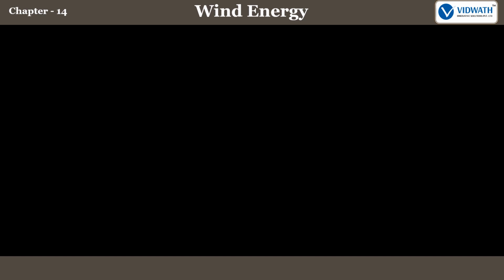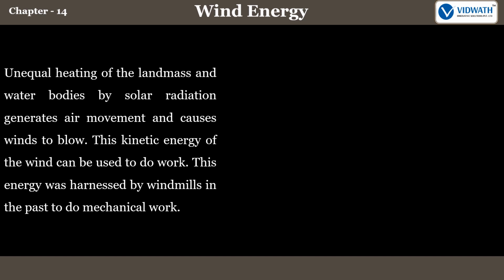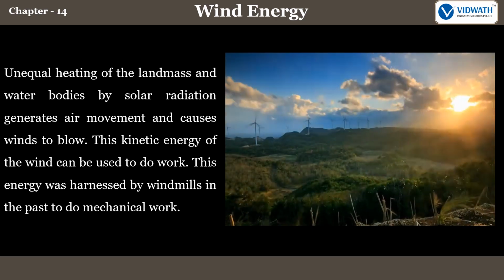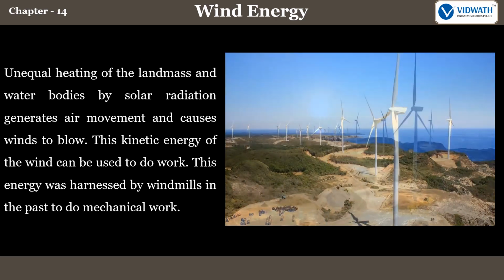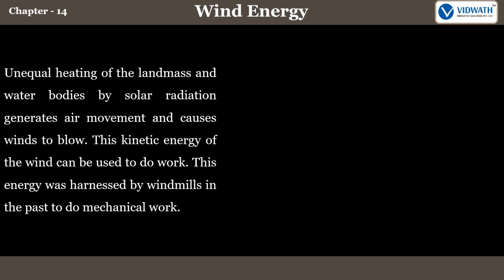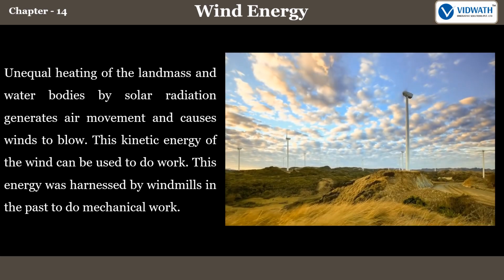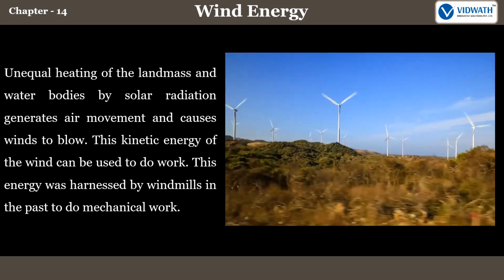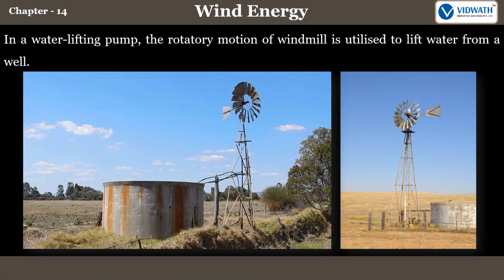We shall now move on to the next source of energy, which is wind energy. Unequal heating of the landmass and water bodies by solar radiation generates air movement and causes winds to blow. This kinetic energy of the wind can be used to do work. This energy was harnessed by windmills in the past to do mechanical work. For example, in a water lifting pump, the rotatory motion of the windmill is utilized to lift water from a well.